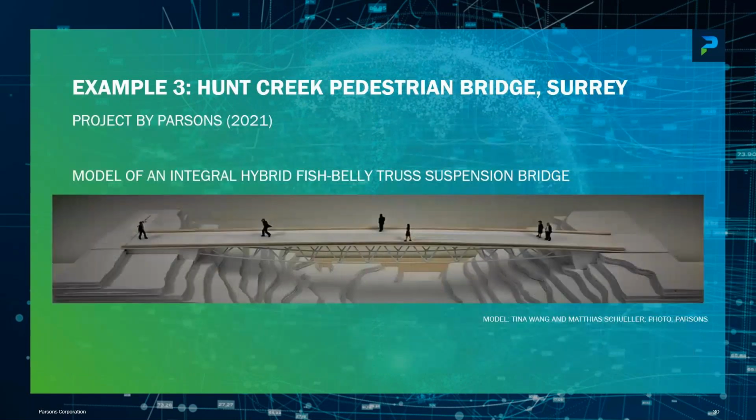So the last example that I have here is the Hunt Creek pedestrian bridge in Surrey. When you see this, you would think this is a truss bridge, but it's more than this. I call it an integral hybrid fish belly truss suspension bridge. So you see you have several systems in this system, and you need to be very careful during the design and the construction to make sure that you activate those systems the way you want to see them. So you need to incorporate the construction process into the design in order to get what you want.